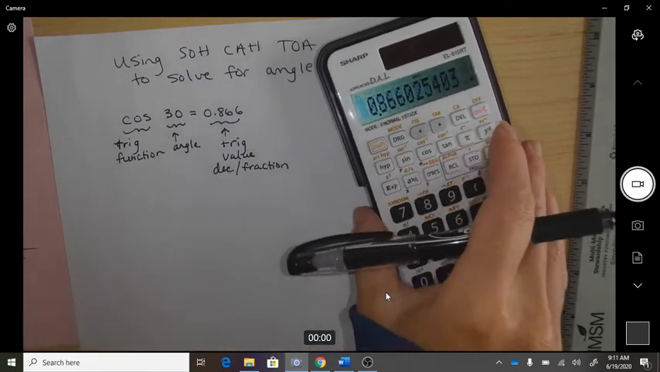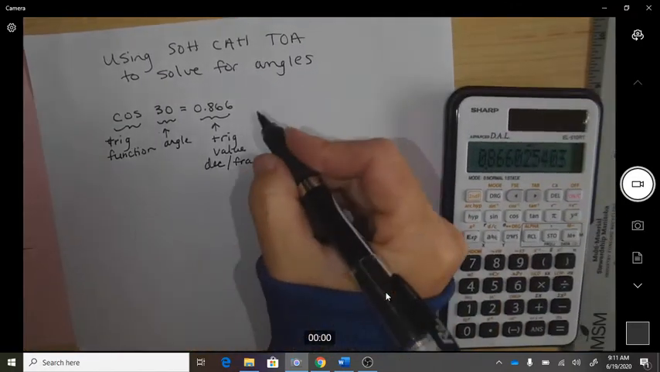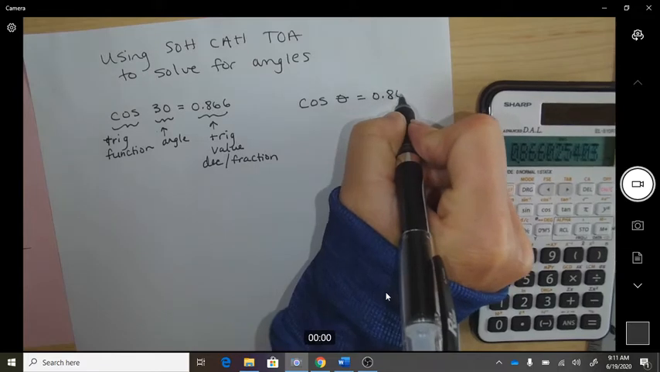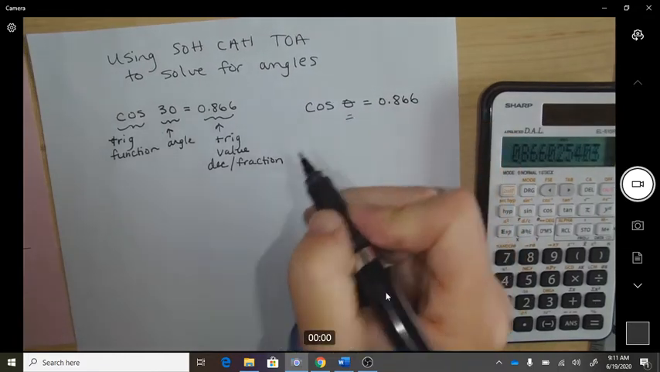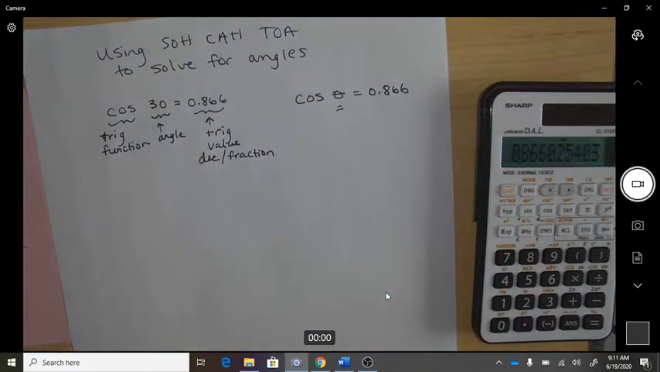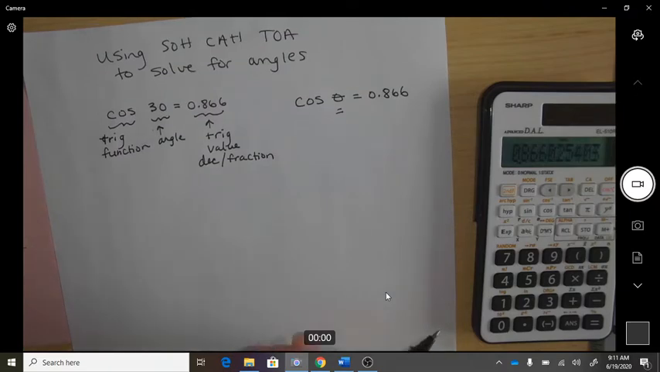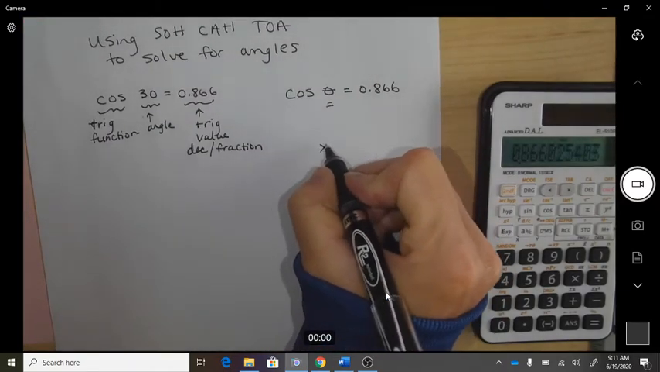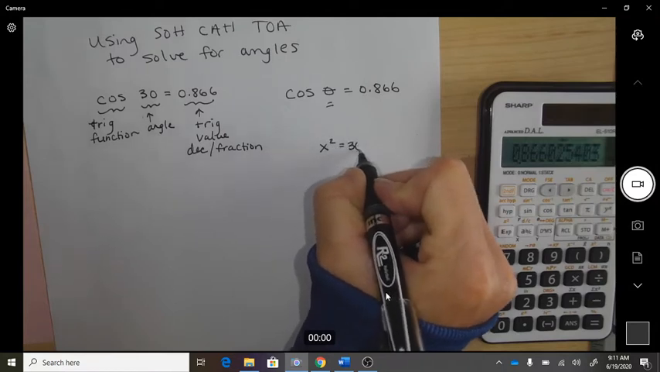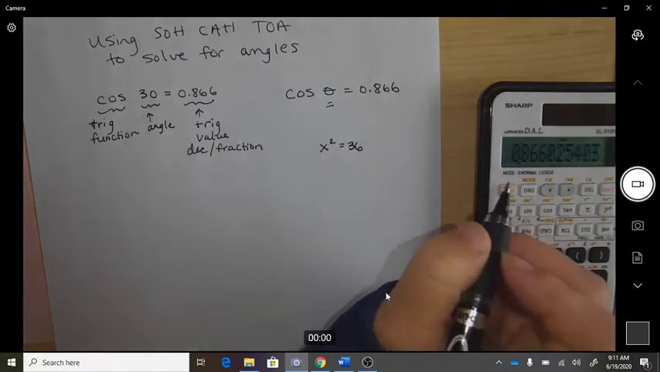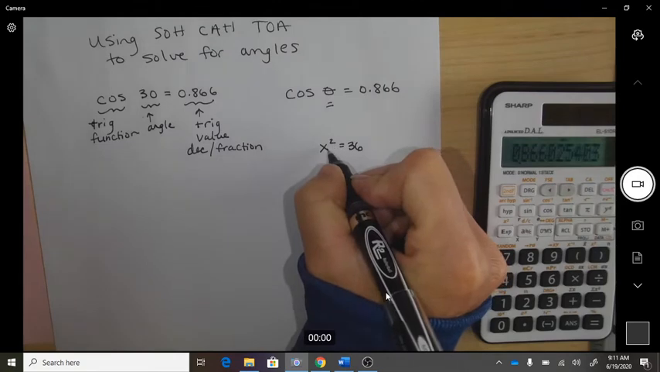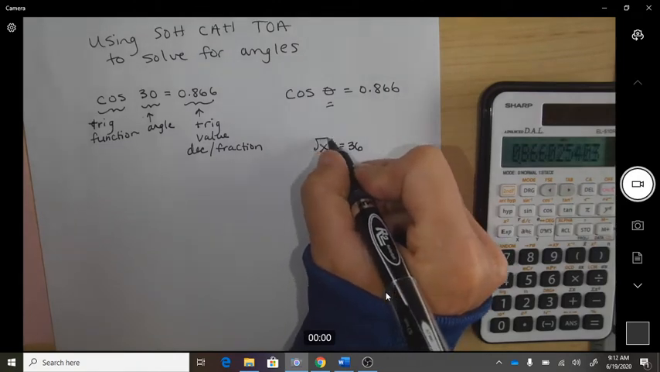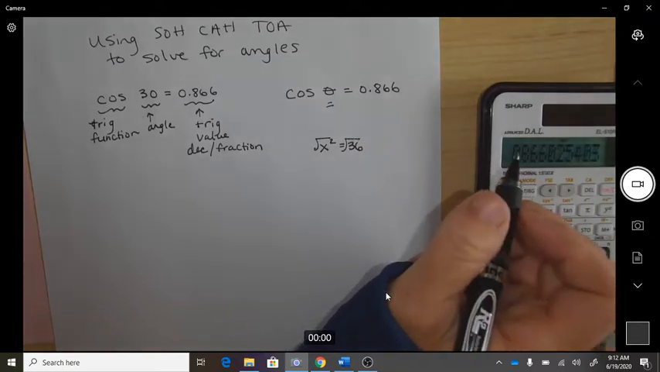Okay, so now here's my question. What if I give you this? How do you find the missing angle that would do that? Okay, so thinking about algebra, how does algebra work? Like if you have this, right? You would say, I want to get x alone. I do the opposite of what's going on. So if it's squared, I square root. That's how I solve it, right?